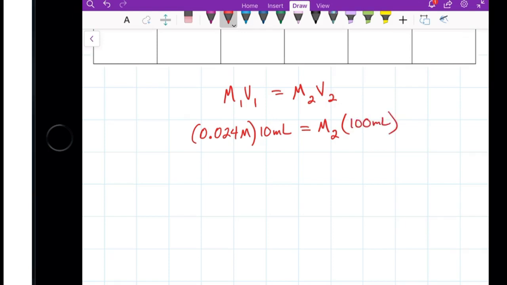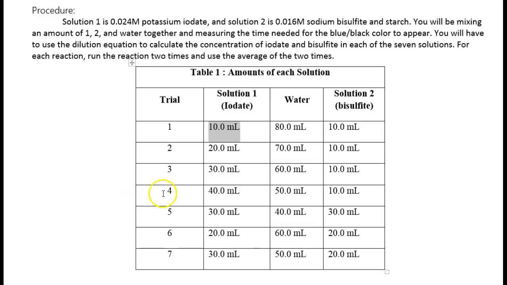So just to make sure you understand why those are my numbers, we go back to the procedure. You have 10 milliliters of the original concentration, which is 0.024 molar, and once we mix them together, at the instant that everything comes together, the new molarity of the potassium iodate would be based on having 100 milliliters, but still just the same number of moles I had in 10 milliliters of 0.024 molar.